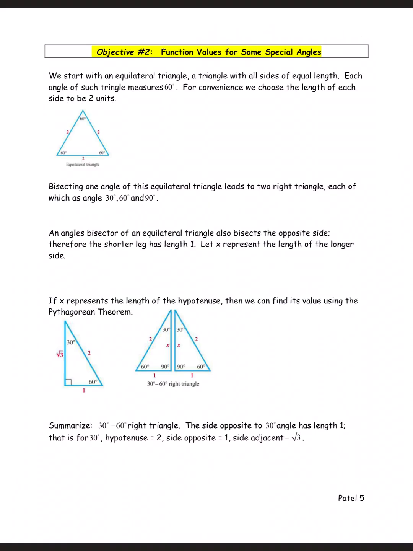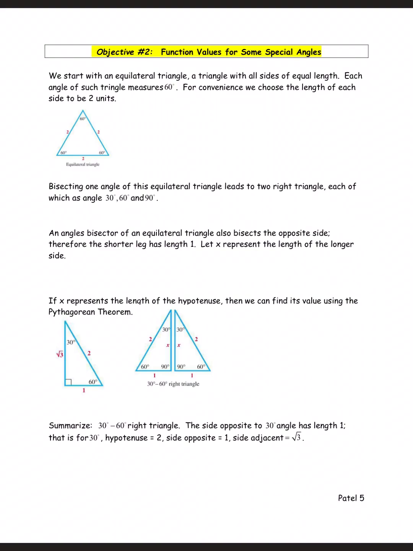Function value for some special angle. We start with an equilateral triangle, a triangle with all sides of equal length and all the angles measure 60 degrees. For convenience, we choose the length of each side to be 2. Notice that all the angles are 60 degrees and all the sides are 2, so that makes it an equilateral triangle.